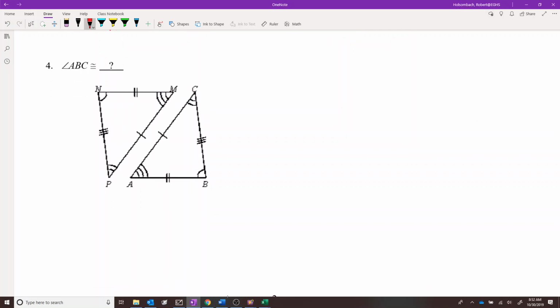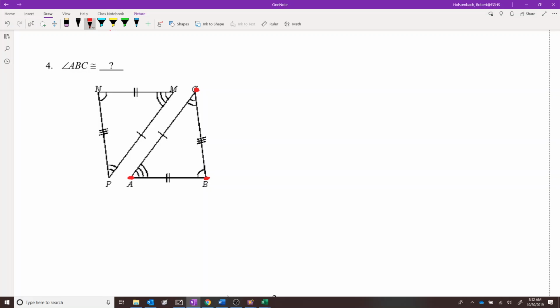Triangle ABC is congruent to blank. Look at the order of the arc marks. Triangle ABC is congruent to. If they listed A as the first vertex and it has 3 arc marks in it, what does the first vertex have to be for the second triangle? It's got to be the M because it's got 3 arc marks.